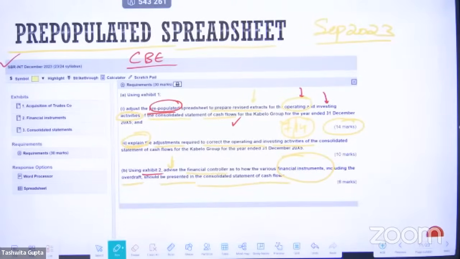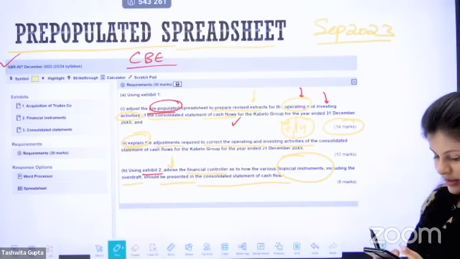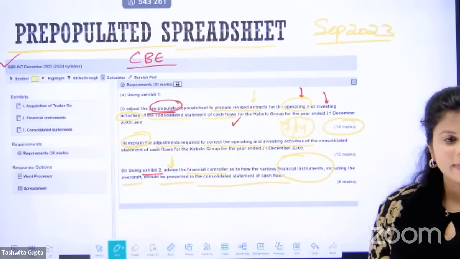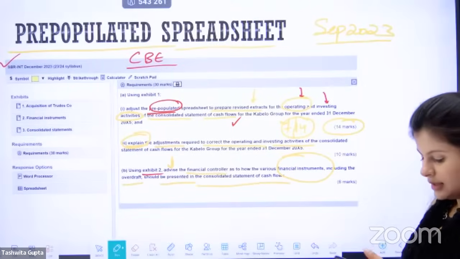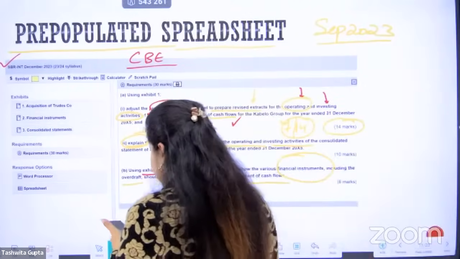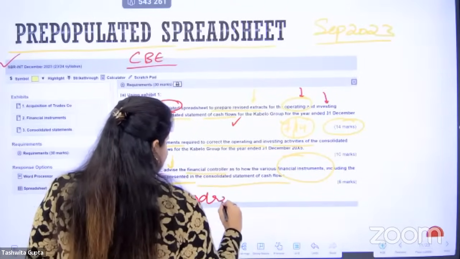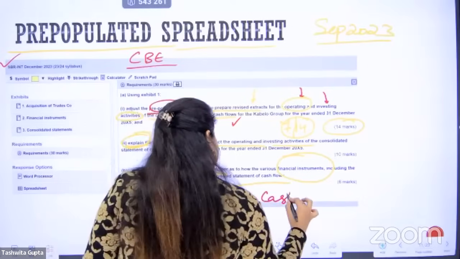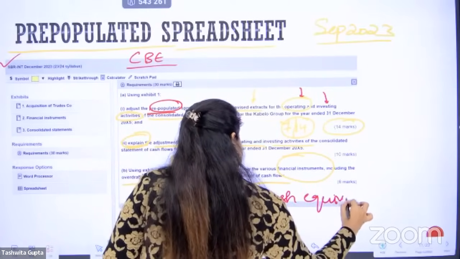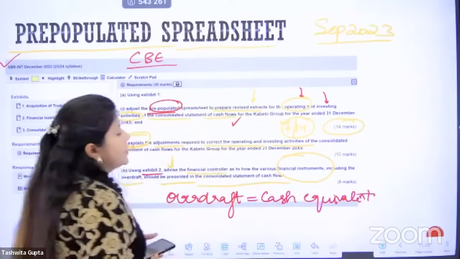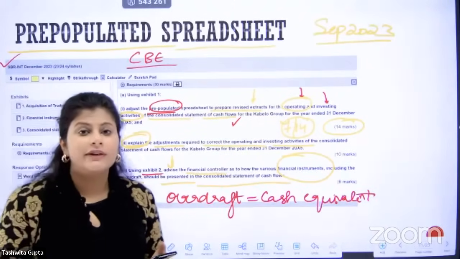It's not a cash flow. Overdraft is a cash equivalent. Yes, everyone on YouTube, what is an overdraft? How do you treat an overdraft? What is an overdraft? It is a cash equivalent. Very good. So overdraft is a cash equivalent, but it's a negative cash equivalent. Overdraft is a negative cash balance.